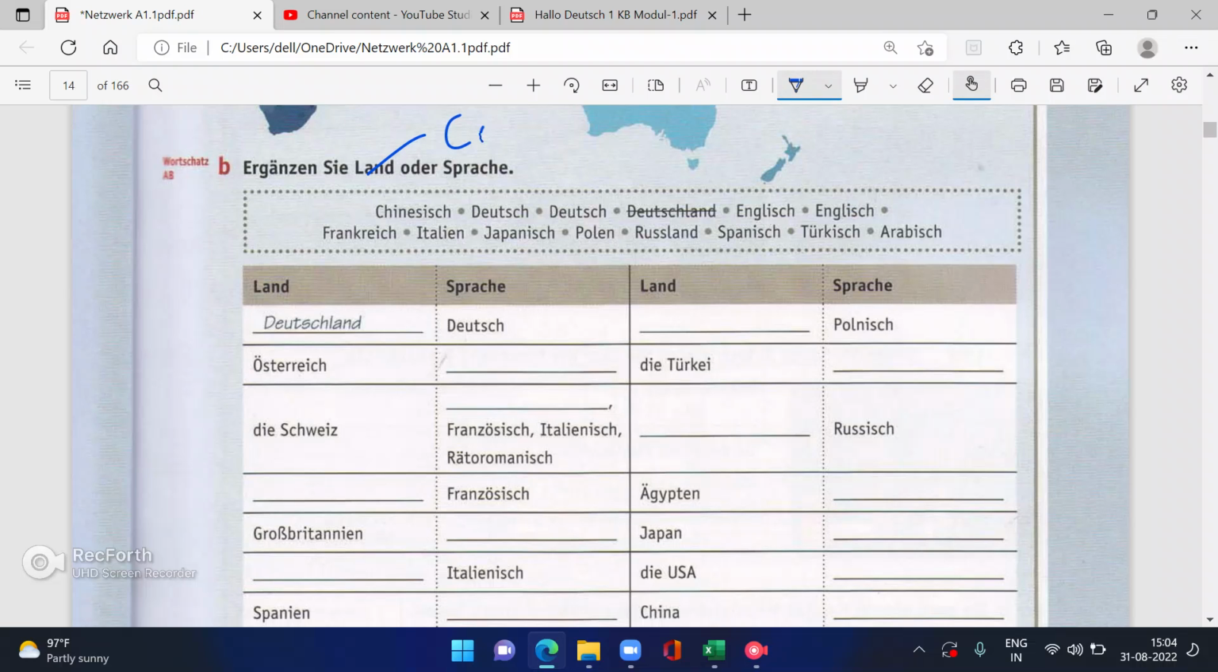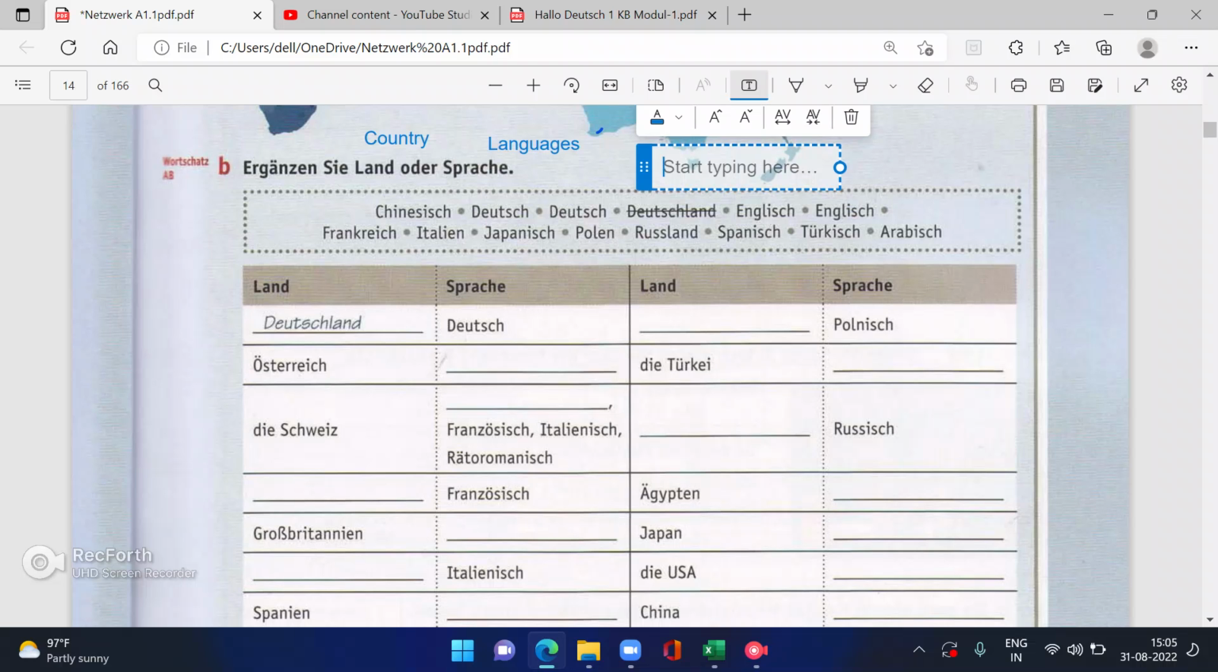Wait, I am not able to write it this way. Let me write it in the text way. Country. Then this is the languages. Okay, so ergänzen Sie Land, Land und Sprache. Sprache, language. Not languages, language. Okay, so it is Chinesisch.